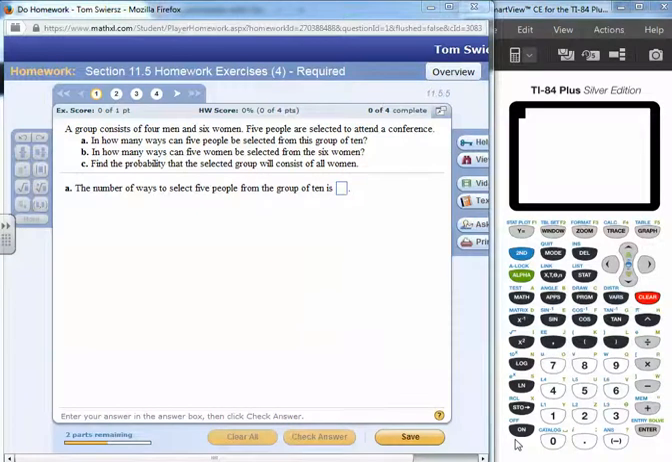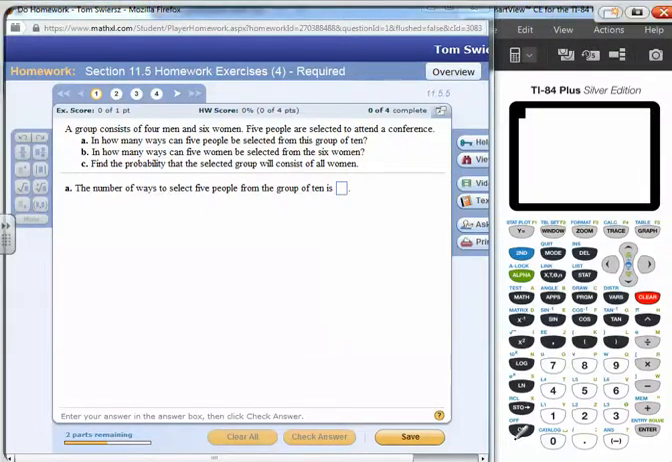Let's solve homework exercise number 1 from section 11.5. A group consists of 4 men and 6 women in my problem. 5 people are selected to attend the conference. Question A asked, in how many ways can 5 people be selected from this group of 10?